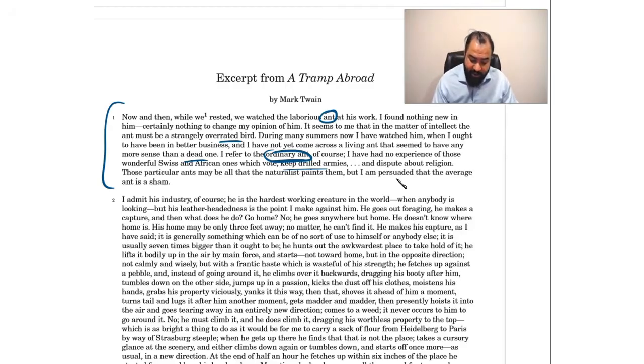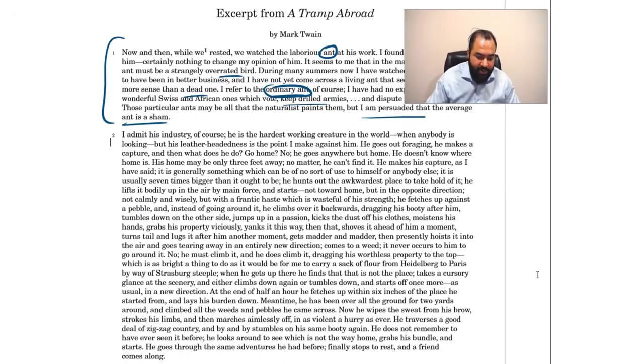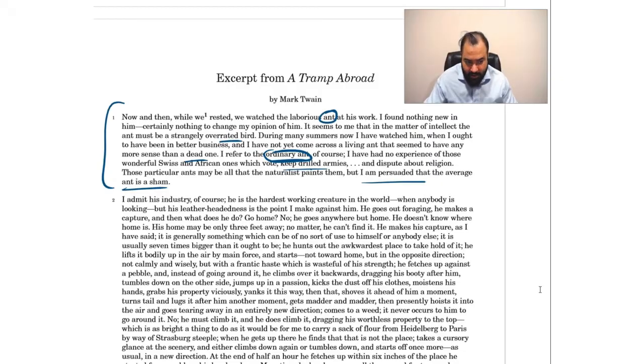Here the dot means this is a continuation of that sentence. He didn't write the whole thing. "Those particular ants may be all that the naturalist paints them, but I am persuaded that the average ant is a sham." So the average ant is not really useful. He thinks it's not really what it seems. As you can understand, the author is going against the laborious ant. He thinks the ants are not that hardworking.